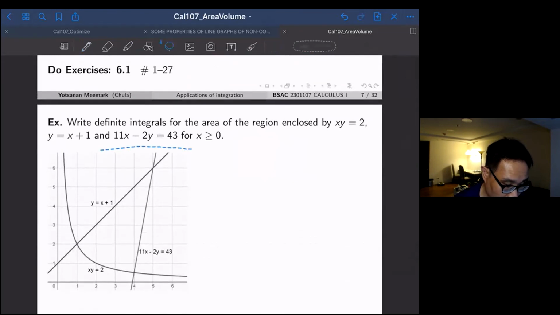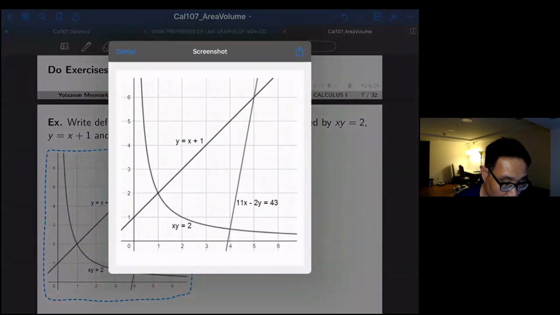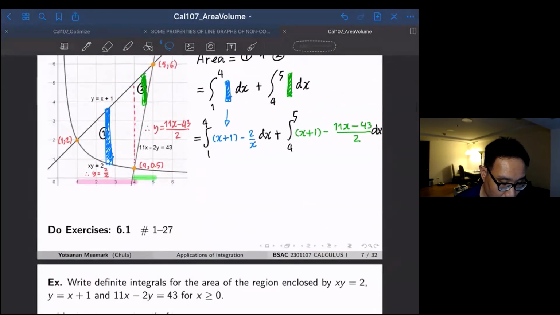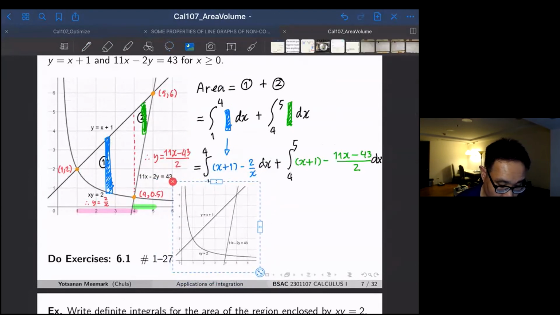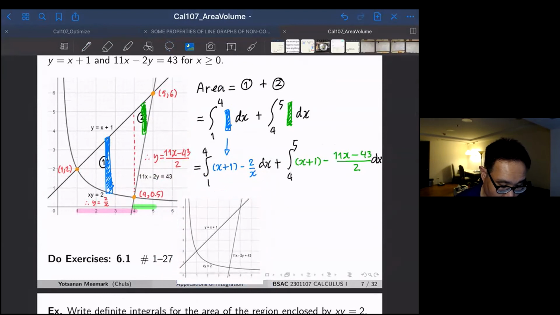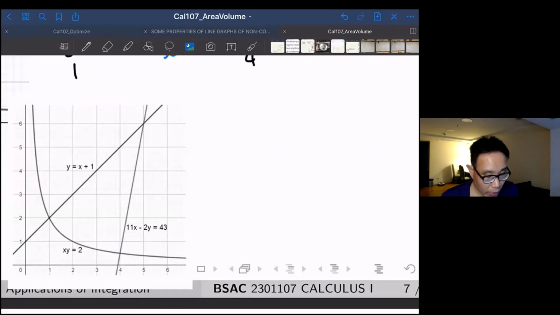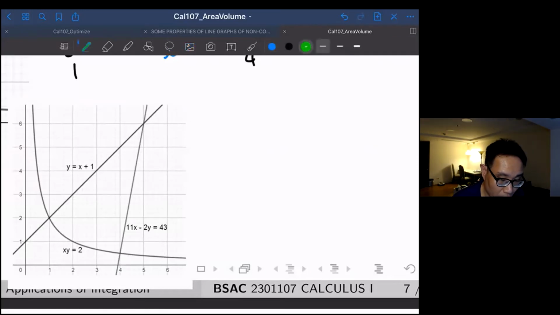Let me take the screenshot. So I'm going to have my new picture here. Let me explain it. You see that you're able to use horizontal rectangles also. If you use horizontal rectangles, I'm going to have the pink one here, and I'm going to have the red one.